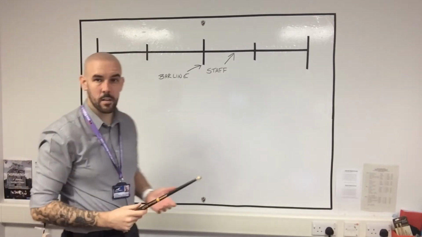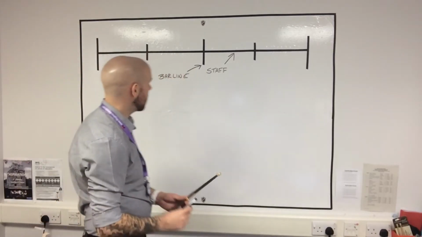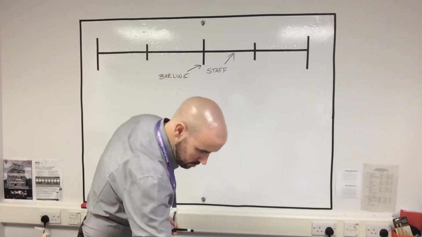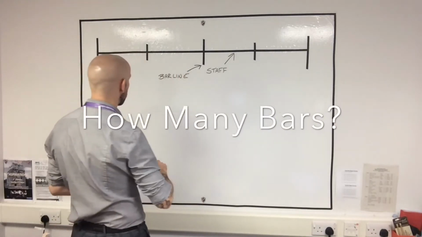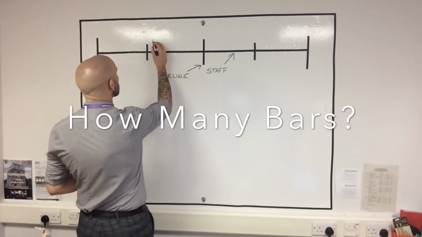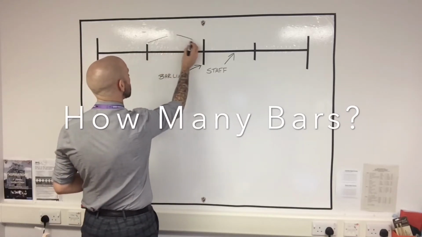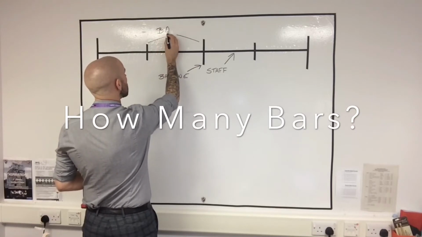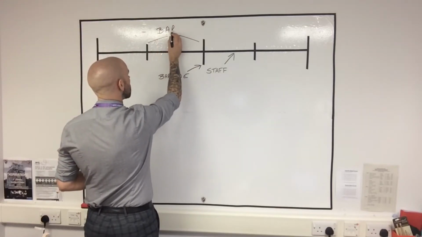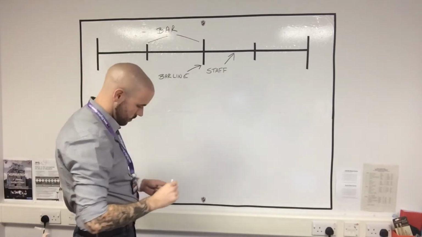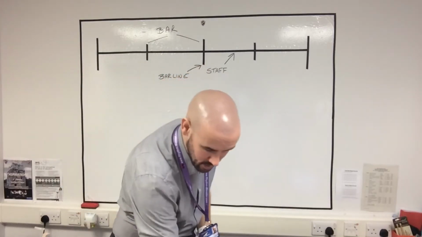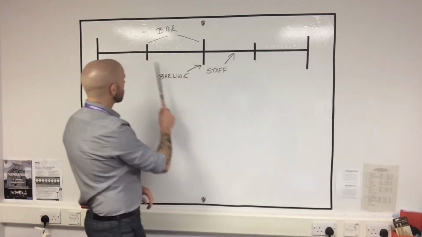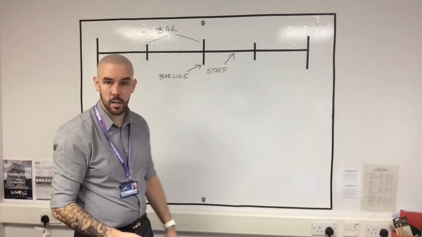So using that logic, can you tell me, or have a think, how many bars are on this line of music? Have a little think to yourself whilst I write this out. Okay, you should have guessed it. 4. 1, 2, 3, 4. So there's 4 bars in this line of music.